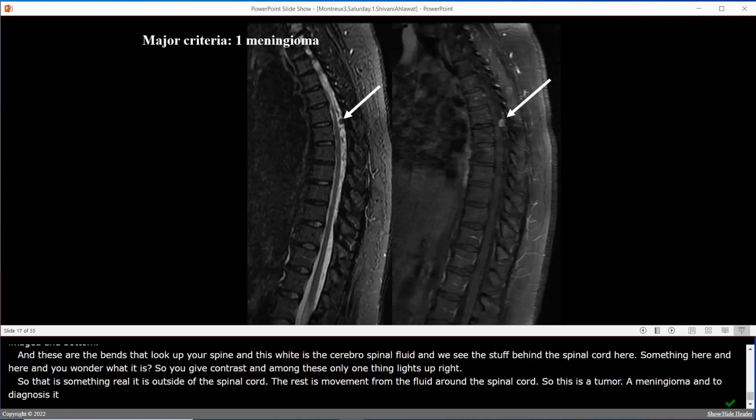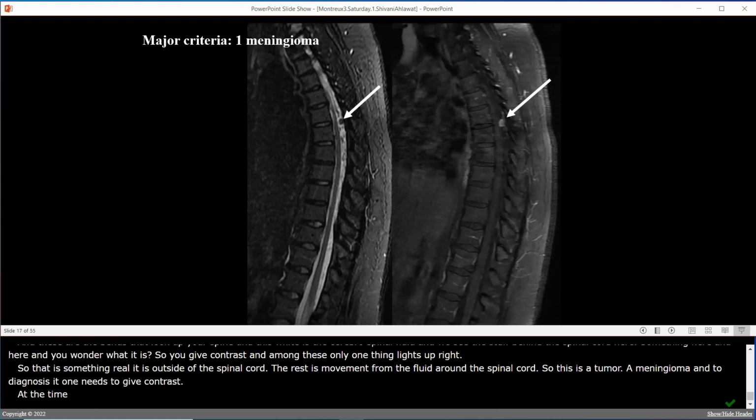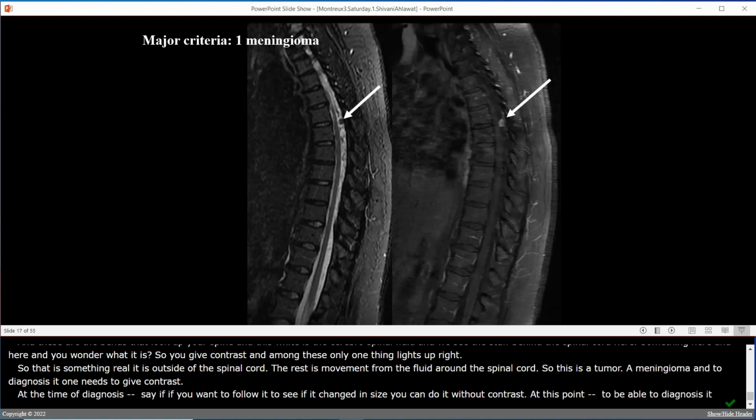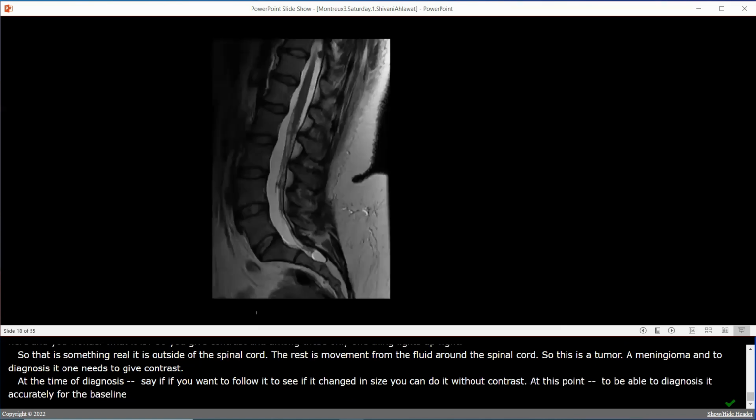At the time of diagnosis, say if you wanted to follow it just to see if it's changed in size, you could get away without giving contrast. And if it looks completely unchanged, get another exam and get away without giving contrast. But at this point, to be able to diagnose it accurately, for that baseline exam, contrast is important.